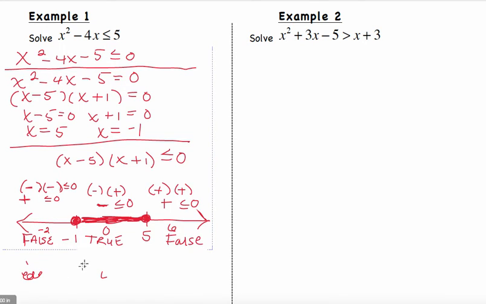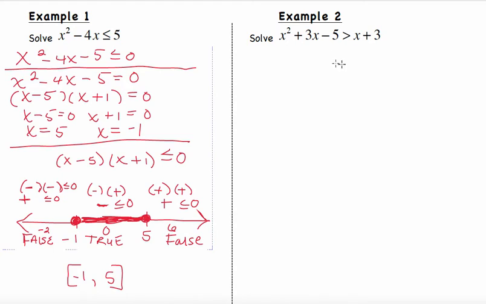Now this is pretty much all scratch work. You need to finish off your answer and put it in interval notation. So we're going to have a bracket for the closed circle, then write down our -1 up to 5, and then a bracket for the other closed circle, and that's your solution set.